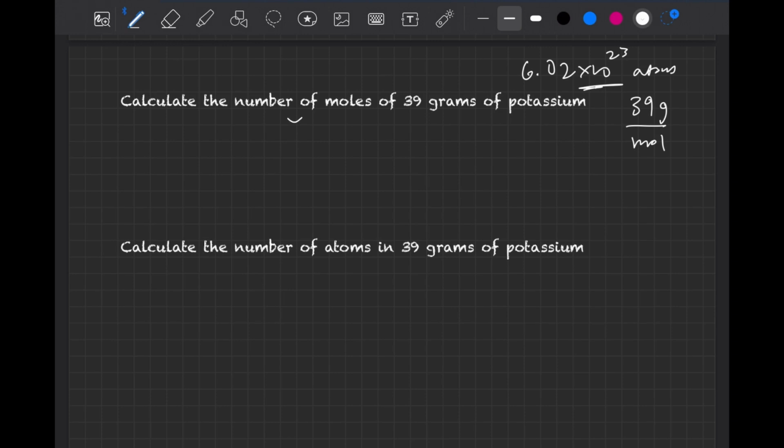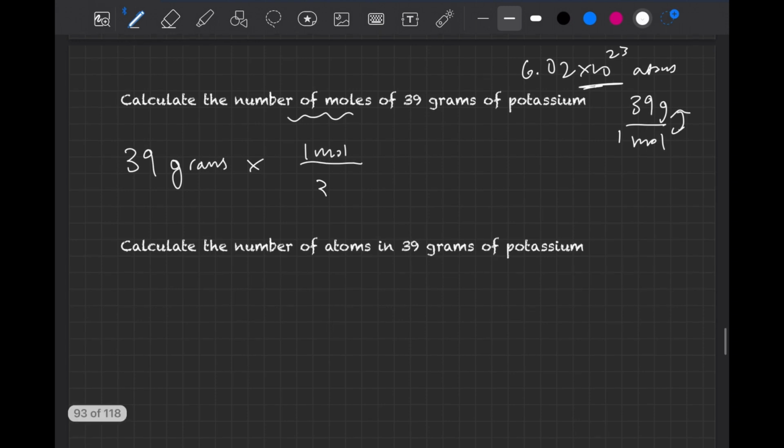Now, if we have to figure out the number of moles, we would start off by writing 39 grams, which is what we started with. And then the way you would do this is you would put 1 mole on top, and then the molecular mass from the periodic table on the bottom, because these are interchangeable, right? They're equal to each other, so we can flip them. It would be 39 grams, this is from the periodic table, the molar mass. And then you can cancel the grams, and you're left with just 1 mole.